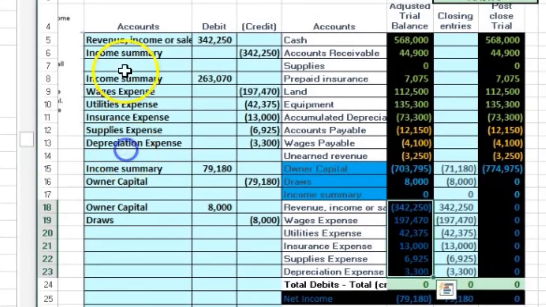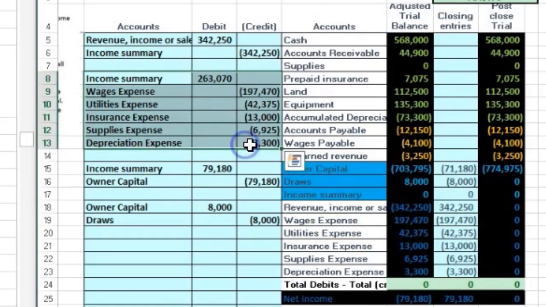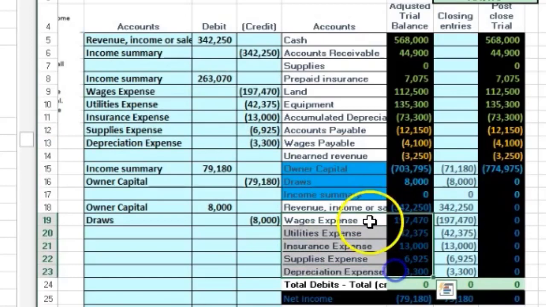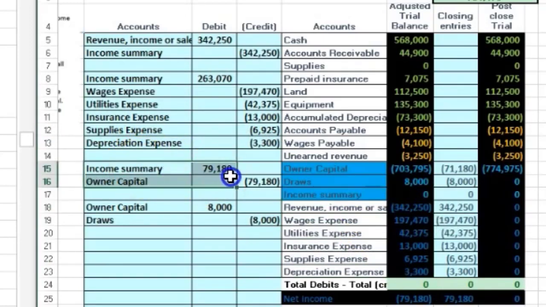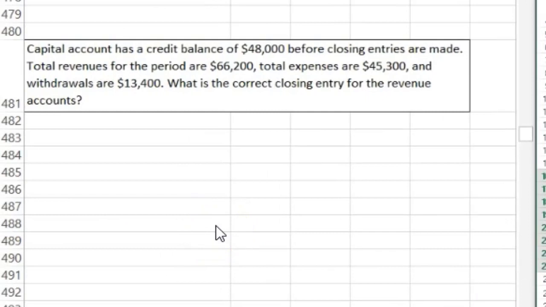Remember, the four closing entries are going to be close out revenue to income summary, this to this. Then close out expenses to income summary, meaning these to here. Then close out what's in income summary, which will be net income, to capital, meaning this to here. Then close out draws to capital, meaning here to here, giving us all zeros, making us ready for the next period. In this case, however, even though they gave us a lot of information we don't need, they only asked us for the journal entry to close out revenue.